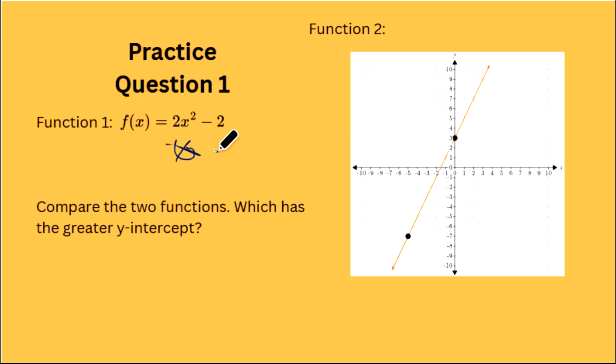For this function, the y-intercept was, oh, it's not 6. I am losing my mind. -2. The y-intercept here is +3. So which has the greater y-intercept? It's this one, function number 2.